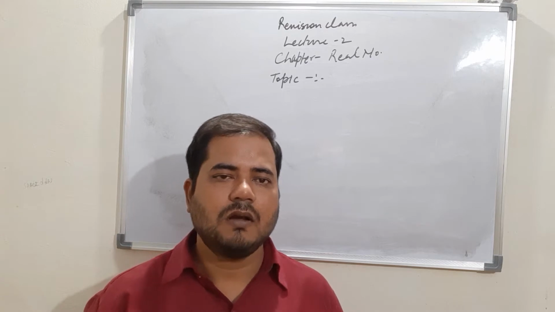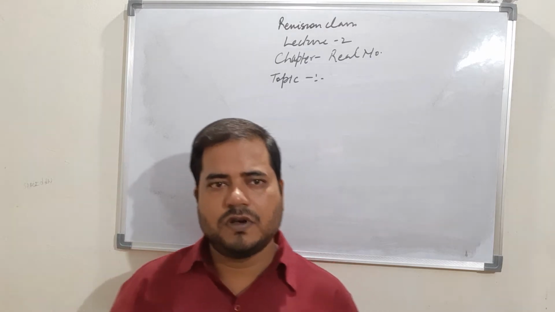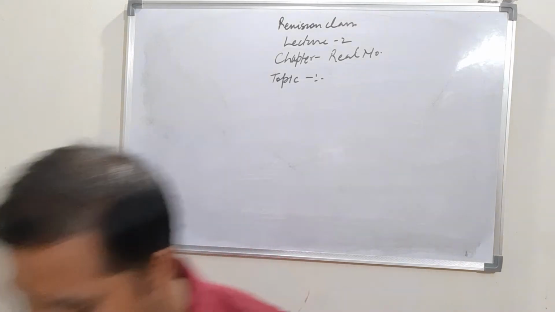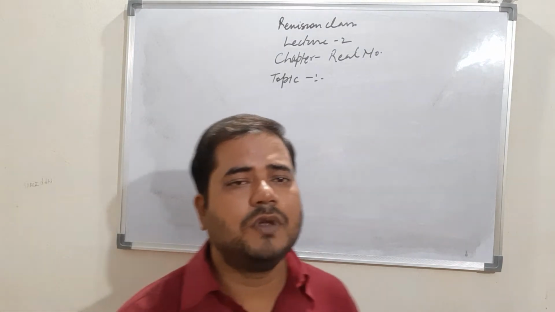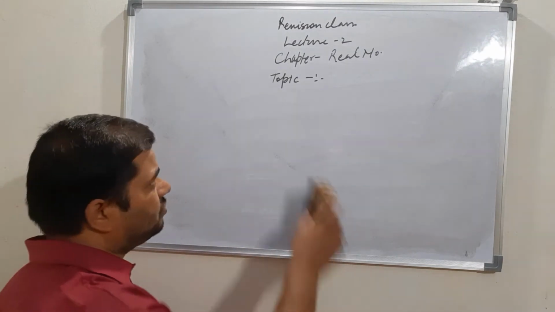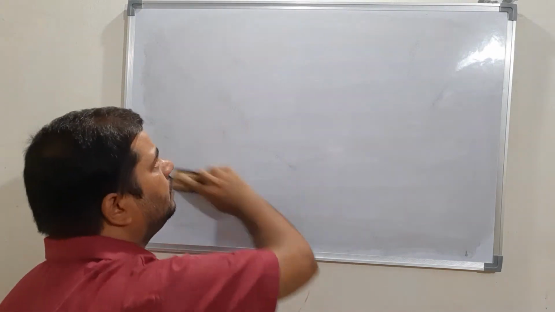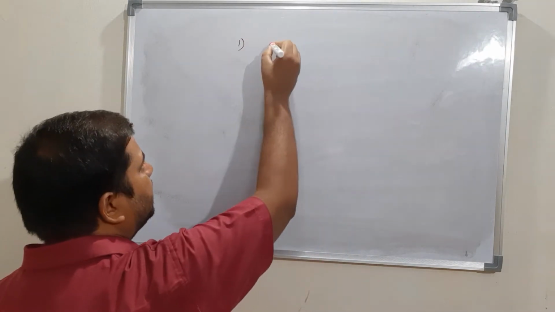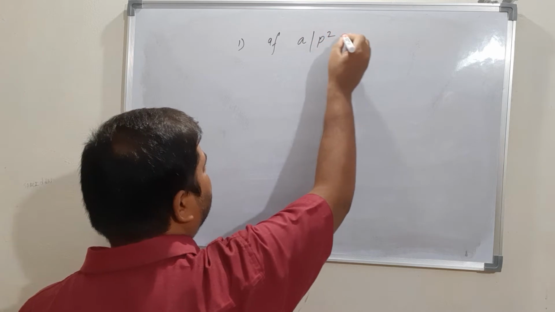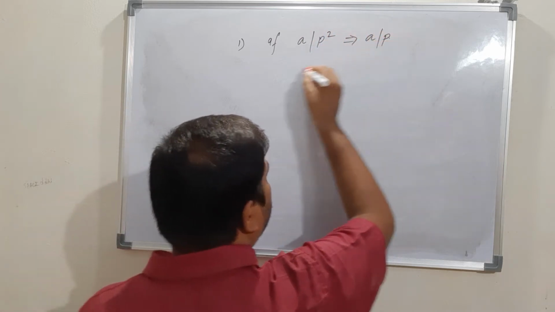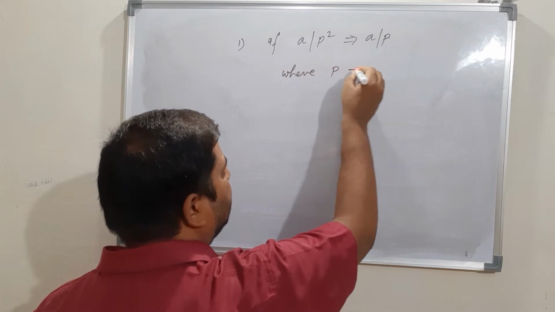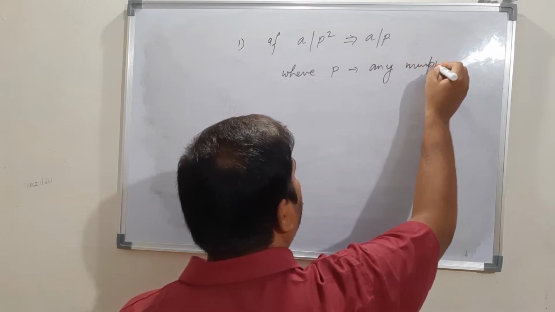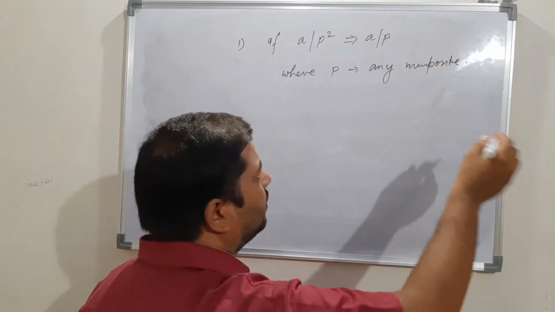So we just start. First, prove that root 2 is an irrational number. For proving root 2 is an irrational number, we need to know some theorems. For example, first thing, if a divides p square, it implies a divides p, where p is any number, composite number or whatever, any number.